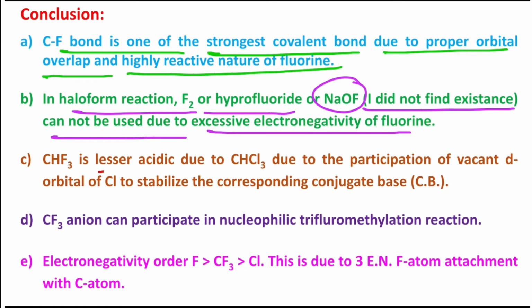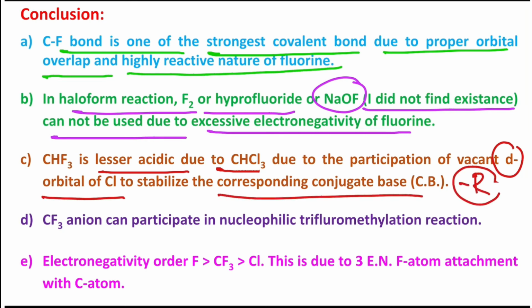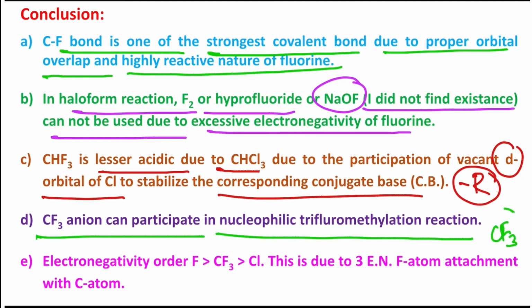Now CHF3 is less acidic than CHCl3 due to the participation of vacant d orbital of chlorine to stabilize the corresponding conjugate base using -R effect. And this CF3 anion can participate in nucleophilic trifluoromethylation reaction. This is a very important strategy to introduce CF3 group inside an organic moiety. There are other methods also I shall discuss in future.